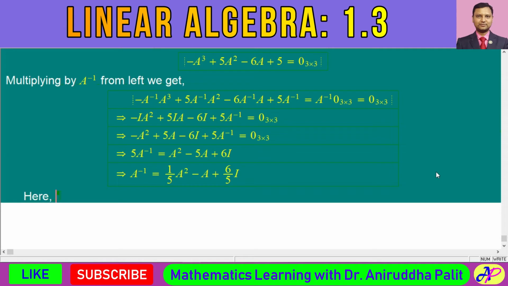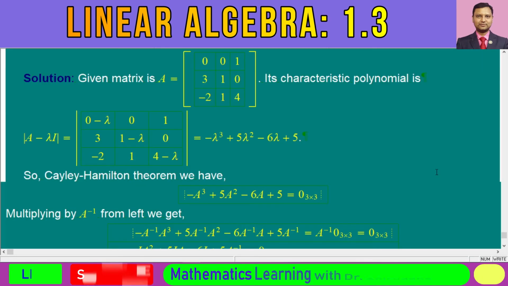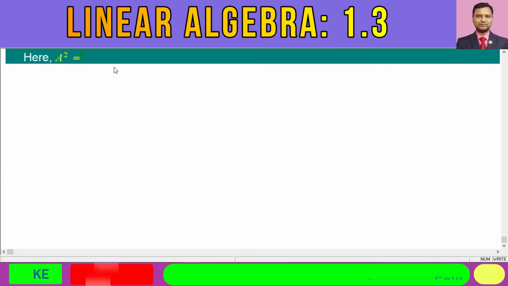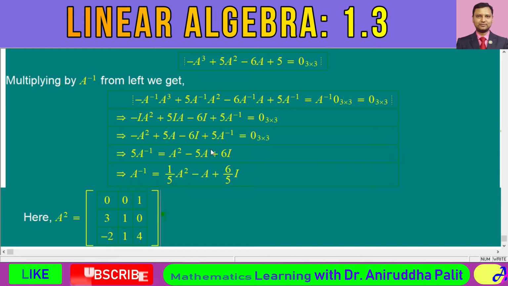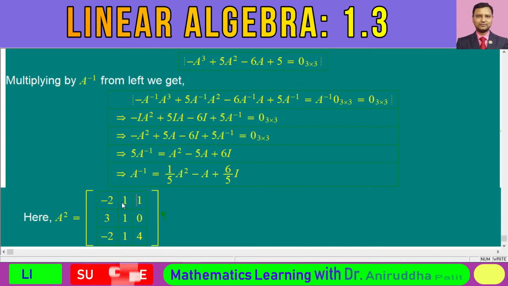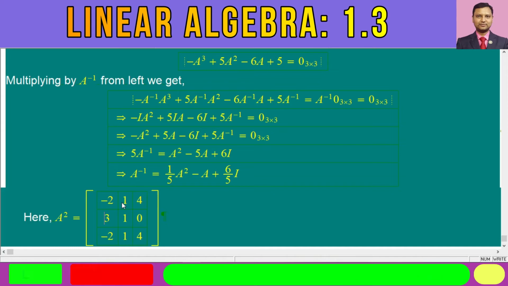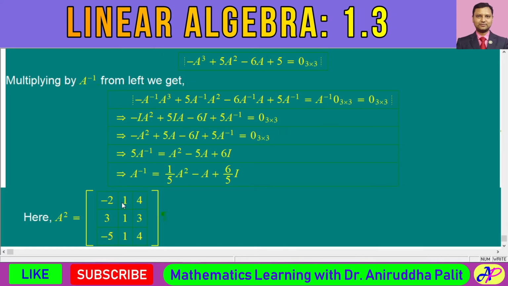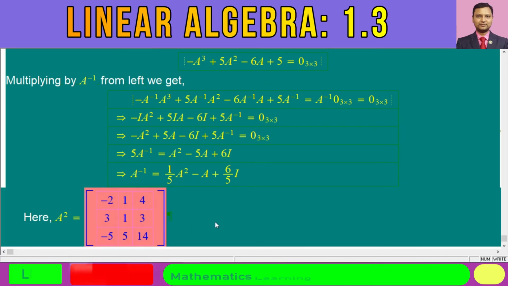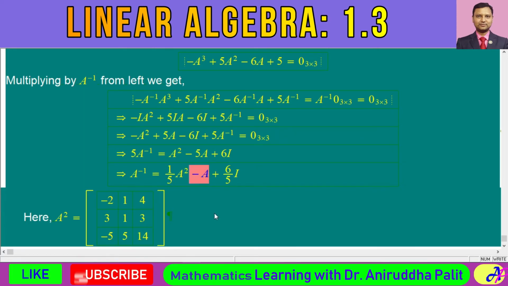So here we need to compute A squared. You can check that this A squared would be equal to the determinant. Let me just copy and paste from here. I am leaving this computational detail for you. This would be equal to minus 2, this would be 1, and this would be 4, and the next term would be 3, 1. This term would be equal to 3. Then we have minus 5. It is 5. And this is equal to 14. You can check that A squared would be equal to this kind of determinant. And once you get the expression of A squared, then you already have the expression of capital A.